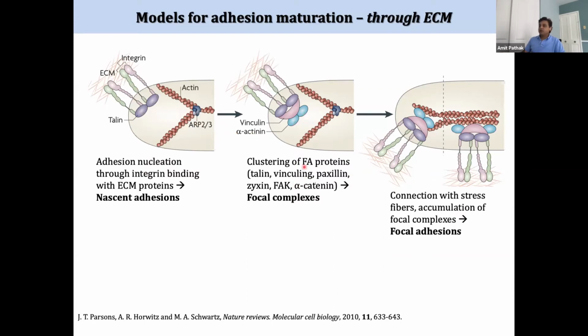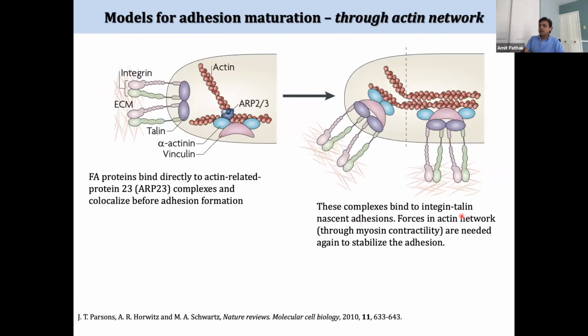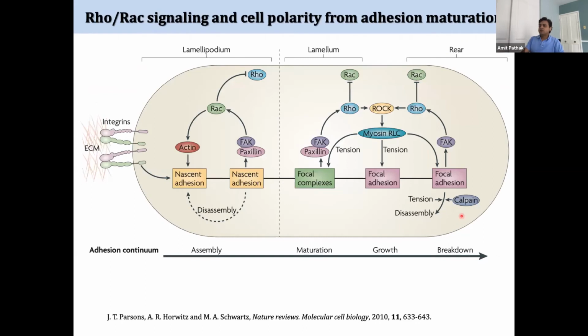Now, these focal adhesion complexes can only develop or mature if there is clustering of other proteins. So vinculin and others, alpha-actinin, will come and allow actin bundling. And over time, these focal complexes will come together and make bigger adhesions, so clustered adhesions. So that is the idea of going from nascent adhesions to focal complexes to adhesions. That's how they will grow. This we already talked about.